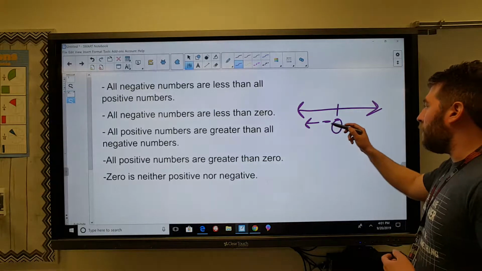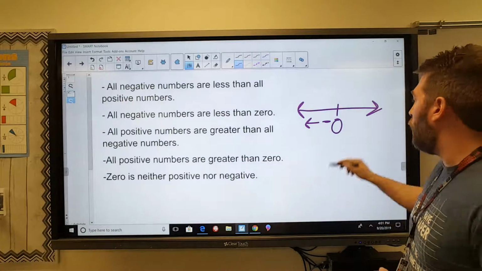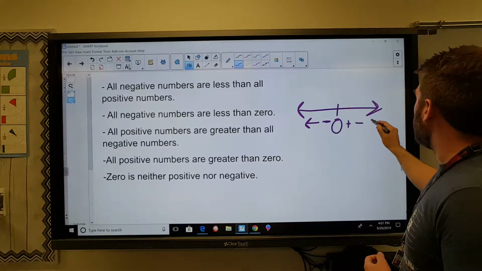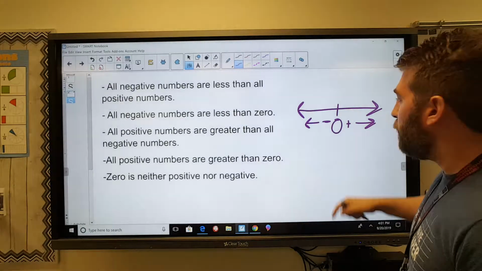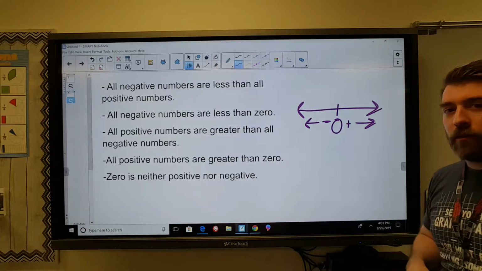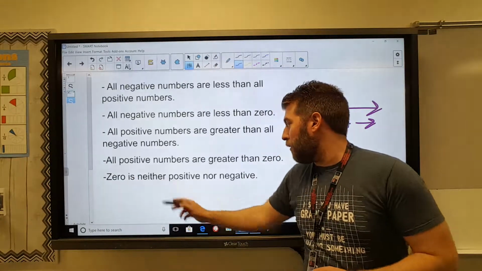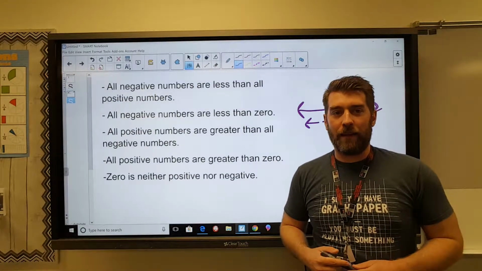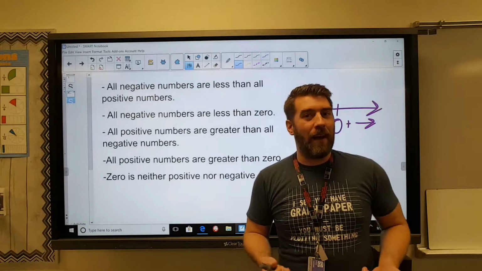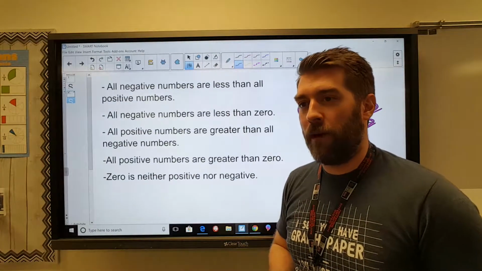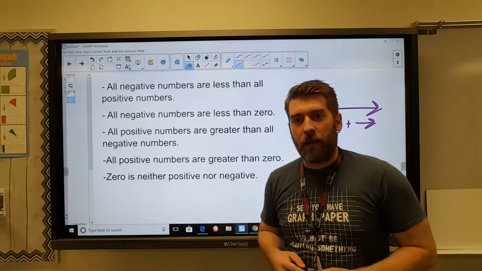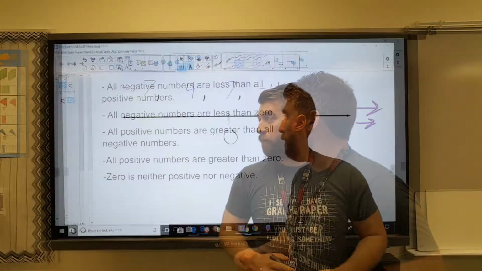So just like how the negative numbers go left of 0, all your positive numbers go right of 0 because all positive numbers are greater than 0. And then finally, something important to remember is that 0 is neither positive nor negative. So if someone asks you what's the opposite of 0, well, it's just 0, okay? So let's take a look at a number line and see what we can figure out.